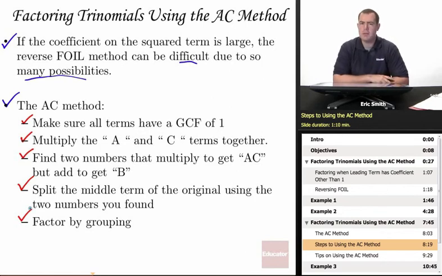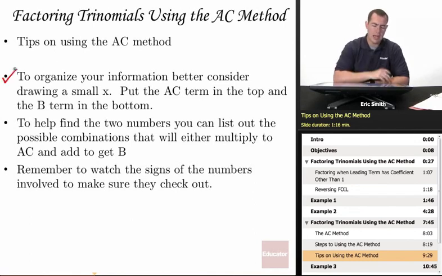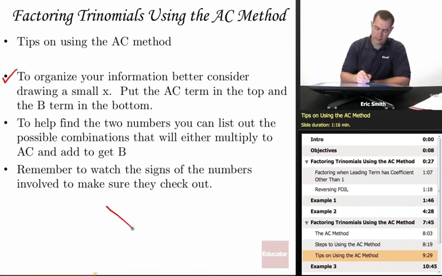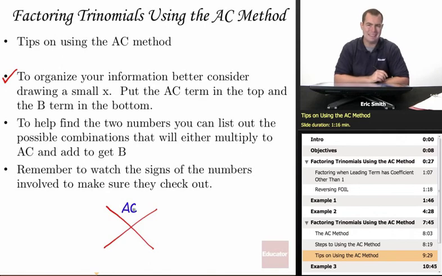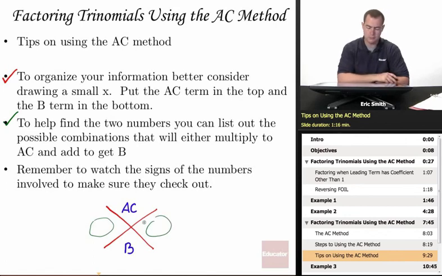Now let me give you some tips on using the AC method. When you use the AC method, you really want to organize where your AC and your B terms go. And what I really recommend is that you draw a small X. In the top part of that X, you'll put the value of A multiplied by C. And in the bottom part of that X, you'll put the value of B. And what you're looking to do is fill out the rest of this X by putting in these 2 numbers.